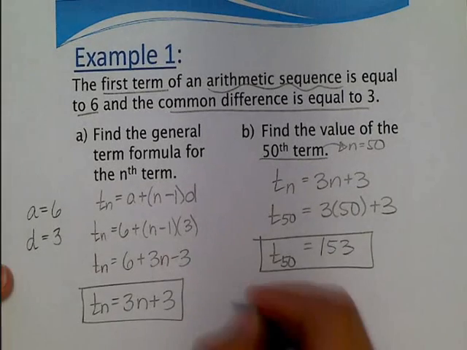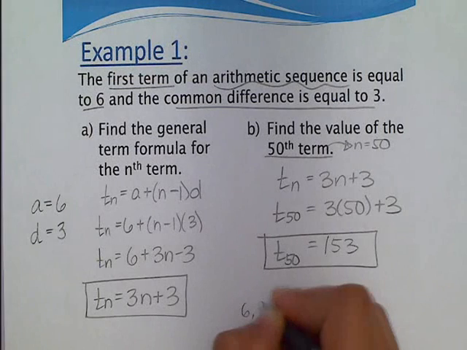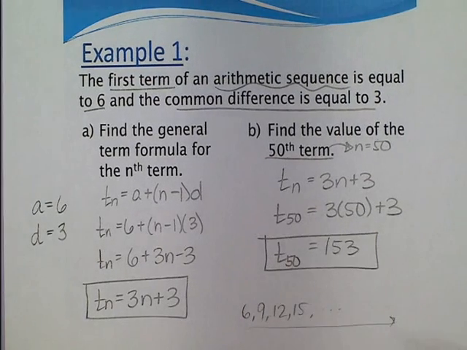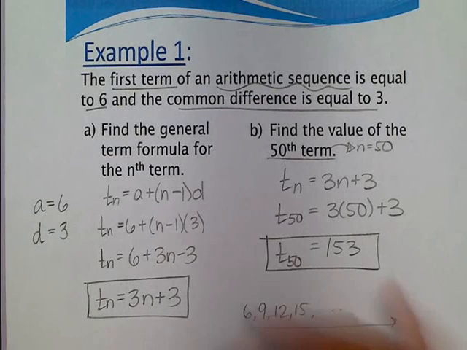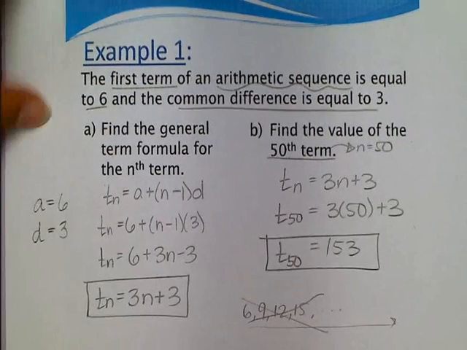Okay, so you can either sit there and start the pattern and say, okay, the first term is 6. And then because the common difference is 3, it would be 6, 9, 12, 15, dot, dot, dot. You can continue this pattern all the way up to the 50th term, or you can use the general term formula and that'll tell you what the 50th term is right away.